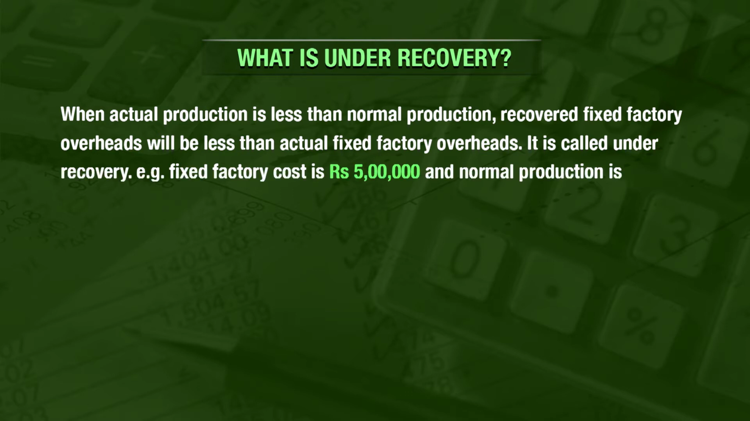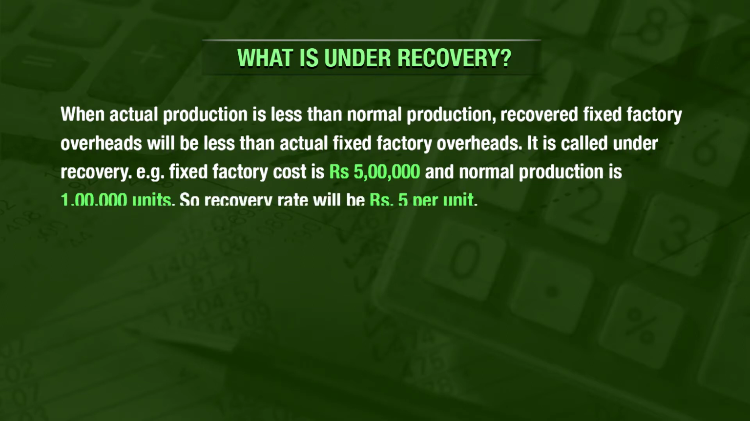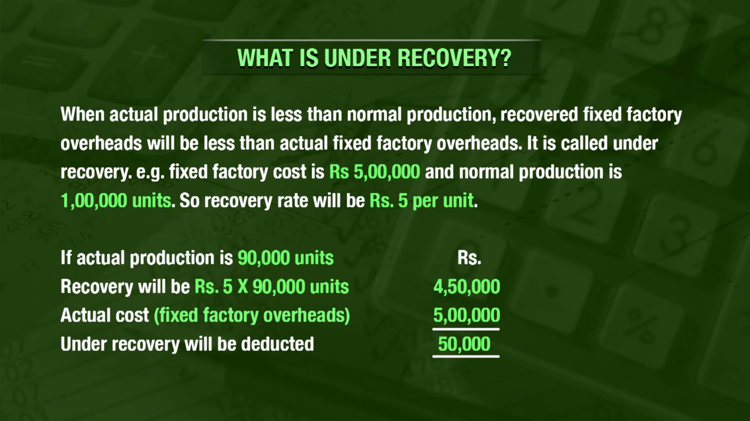Let us try to understand this under recovery concept with the help of one practical problem. For example, our fixed factory overhead is rupees 5 lakh and our determined normal production capacity is 1 lakh. In this case, our recovery rate is rupees 5 per unit. So here, actual production, assume that we have 90,000 and our actual cost is 5 lakh rupees. So we have produced only 90,000 units in place of 1 lakh units. So there is a difference of 10,000 units multiplied by 5 rupees, that is 50,000 rupees. This difference of 50,000 rupees is known as under recovery, which will be deducted from our profit, as we have observed in our cost sheet on the previous slide.